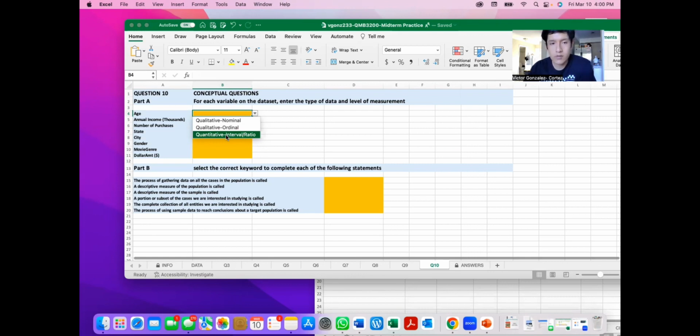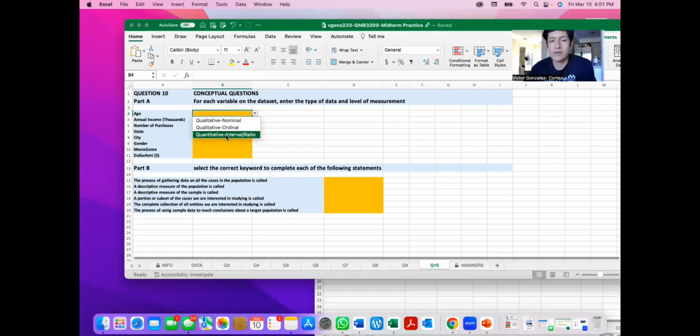So qualitative nominal would be a value that is not numeric in nature, but it can be used to categorize certain data points, such as state, city, gender. Qualitative ordinal can be numeric in nature sometimes, but it's used to categorize certain qualities. So, for example, a rating scale would be like 1 being least favorable, 2 being somewhat favorable, 3 being very favorable, 4 being extremely favorable, and 5 being the most favorable. So that would be qualitative ordinal.